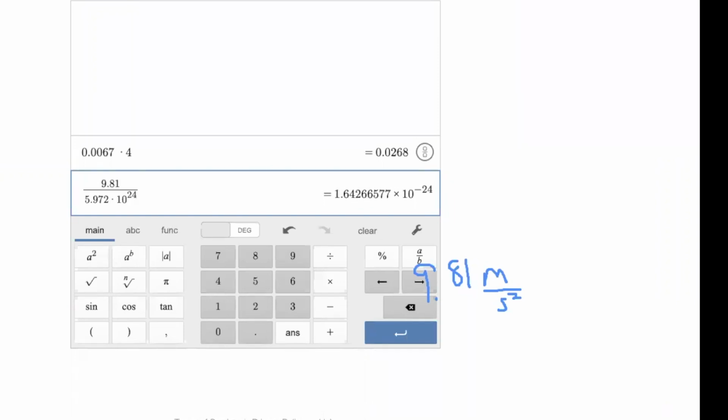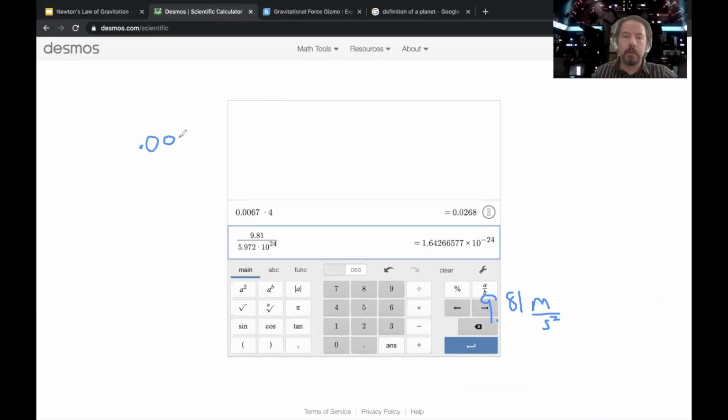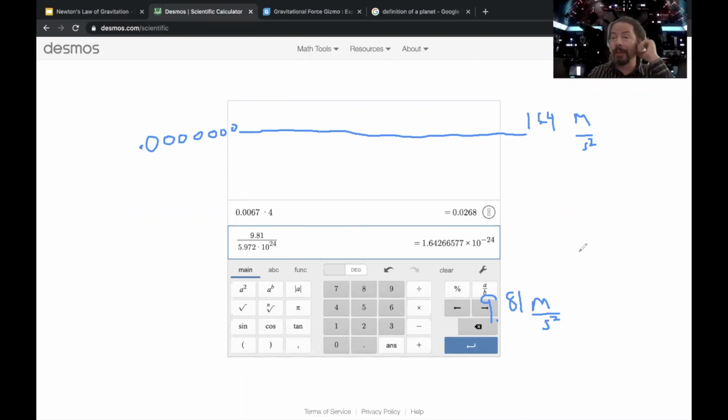So that means the acceleration of the Earth caused by the bowling ball is 0 point, then 23 zeros, then 1 6 4 meters per second squared. Okay, so the Earth does have an acceleration because of the bowling ball, but it is practically insignificant compared to what happens to the bowling ball. So we don't really see it, okay?